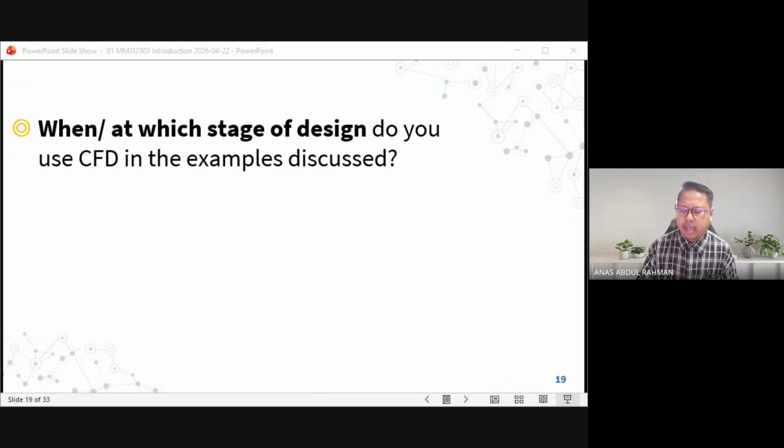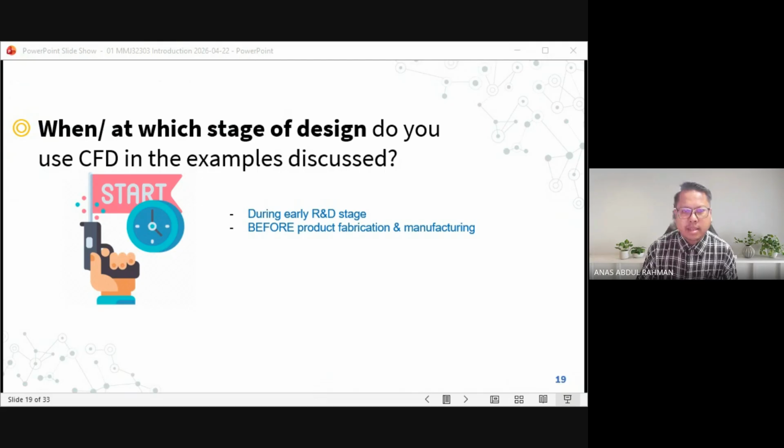In the aerodynamics of the car, for example, or in marine applications. The answer is early on during the R&D stage, before fabrication and manufacturing. We want to reduce errors and flaws at the assembly line. We don't want to manufacture a product and only after the manufacturing process is done notice the defects or flaws, because that costs thousands or millions of ringgit. So in order to reduce all the potential defects and flaws, we conduct a CFD study.